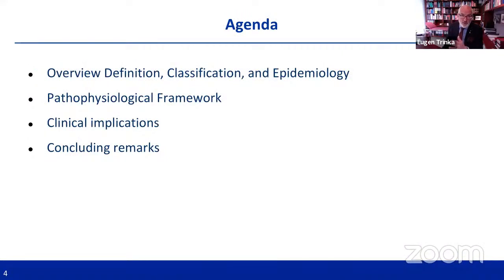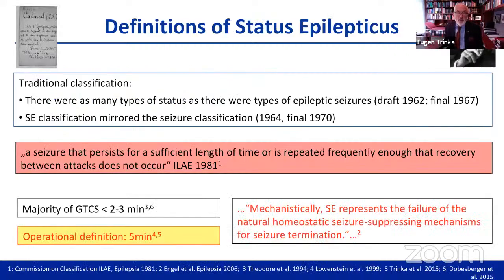Overview about definition, classification. There are some things about the pathophysiological framework. It's important why we have this classification, and there are some clinical implications. I will just go through the stage treatment very quickly because there is a dedicated talk towards the refractory treatments. So the definitions of status go back to the 19th century. The first work around 1824 by Calmet coined the term état de mal, and then it was translated into English Latinized language, status epilepticus.